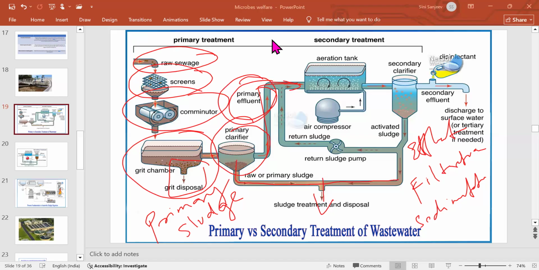Secondly, it goes towards microbial growth. Okay, so what does microbial growth mean? When you provide air, that is the aeration, whatever microorganisms are there will grow. Okay, so I'll just draw over here, right over here, the thing.